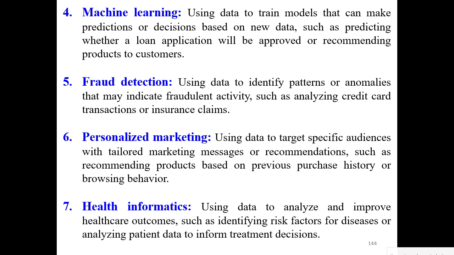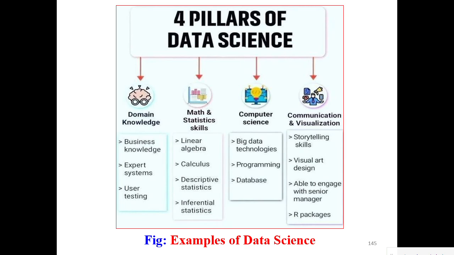Then personalized marketing is a best example for data science. Using data to target specific audiences with tailored marketing messages or recommendations, such as recommending products based on previous purchase history or browsing behavior. Then health informatics is also one of the best examples, using data to analyze and improve healthcare outcomes, such as identifying risk factors for diseases or analyzing patient data to inform treatment decisions. These are the seven examples, and a few more.